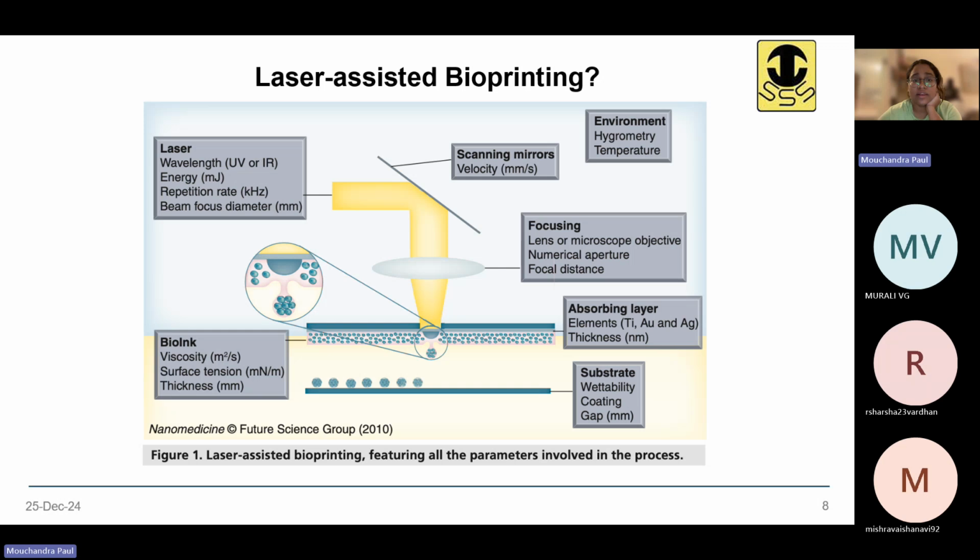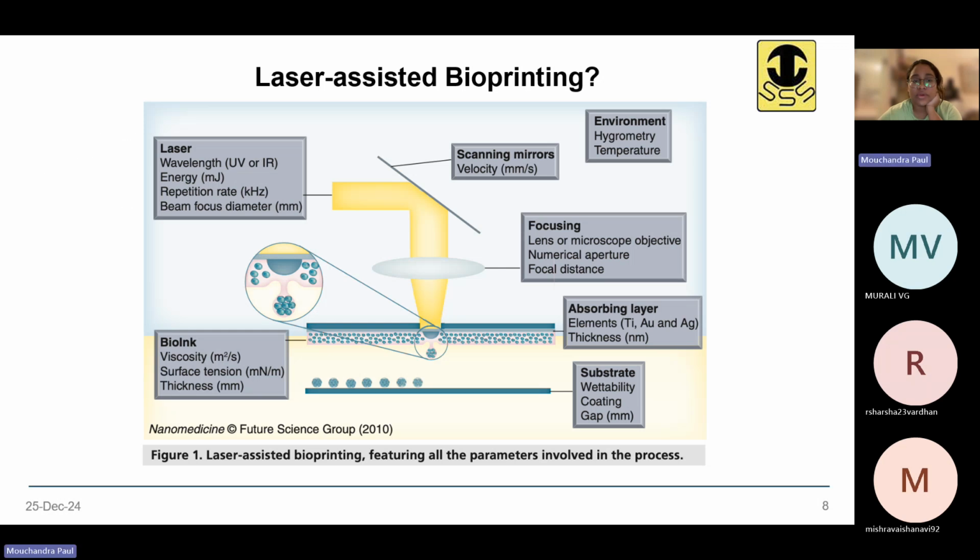Apart from that, there is a laser. That laser, with the help of mirrors, can scan in the XY direction at some velocity. And there is a lens as well that has some numerical aperture, that helps in focusing the laser at a particular point in the XY plane. So this is the entire setup of this laser assisted bioprinting.